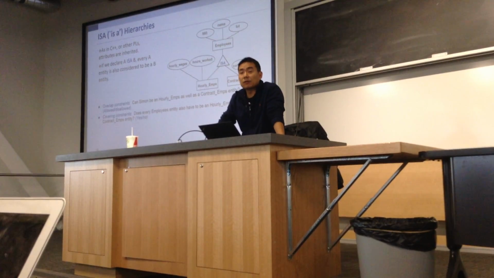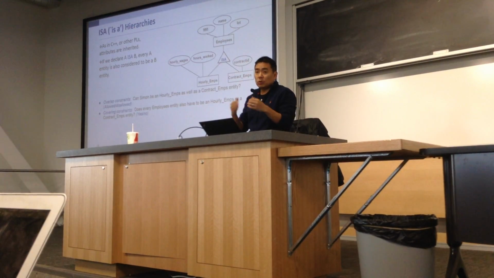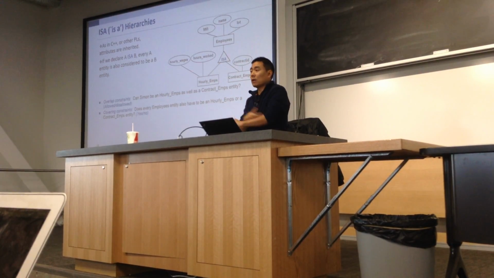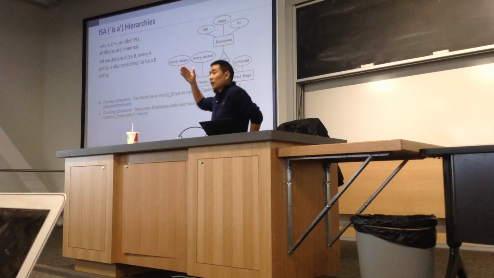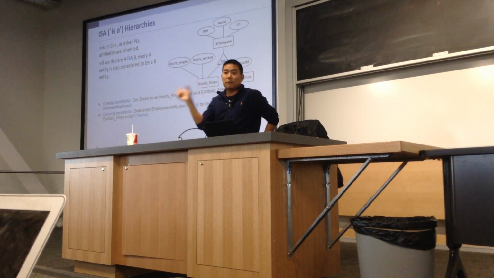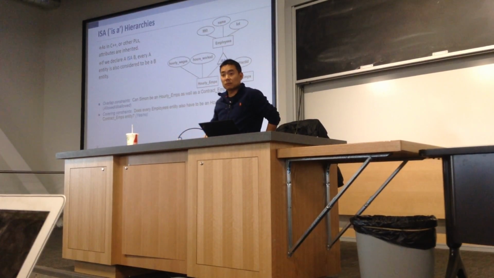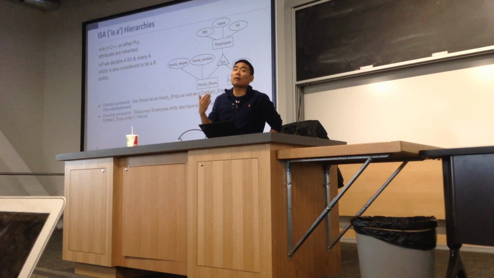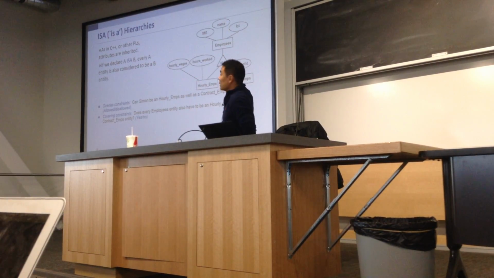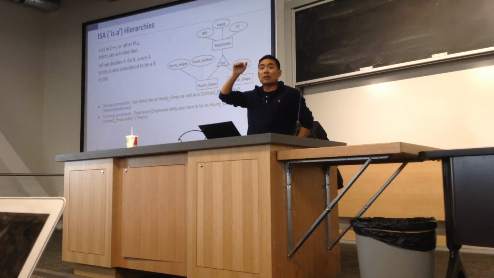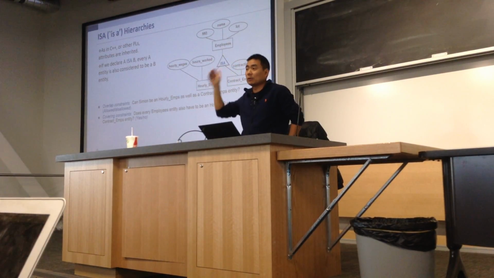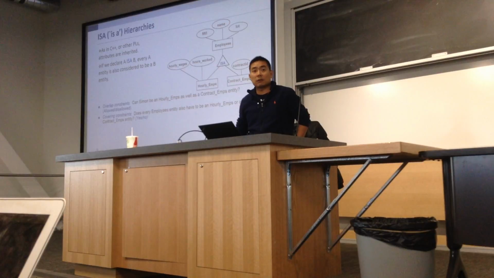If the covering constraint is no, that means you don't have to be an hourly employee or contract employee. It could be that a subset of your employees do not belong to either of those classes. Okay? So that's the covering constraint. The way you indicate it is by adding an annotation to your ER diagram, saying covering constraint yes or covering constraint no.